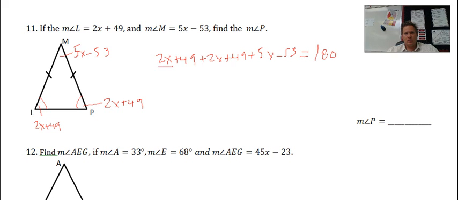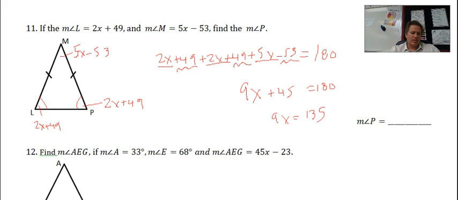So I'm going to get 2, 4, 9. It's going to give me 9x. I add up 49 plus 49 minus 53, and that's going to give me 45. So I get 9x plus 45 equals 180. So I'm going to go 180 right here. 180 minus 45 equals 9x equals 135. And then divide that by 9, and x equals 15.